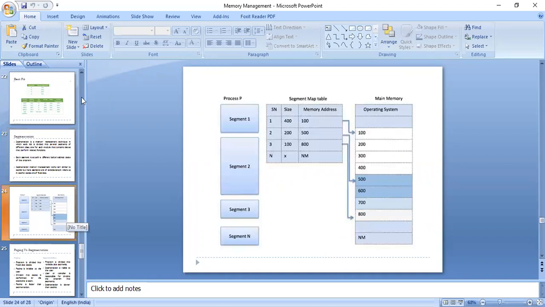So you can check from this example here. We have a process P which is being divided into variable segments. We have non-equal sizes of segments. You can check over here. Segment 1 is of different size, segment 2 is larger, and segment 3 and goes till segment n. So we are having variable sizes of all the segments. And here we are mapping these segments into main memory.